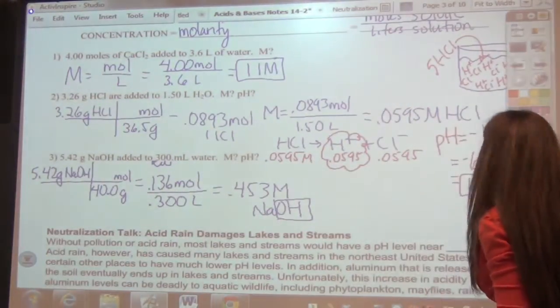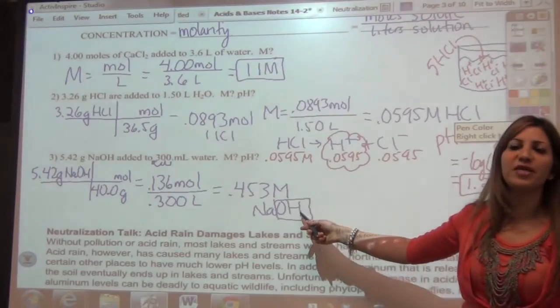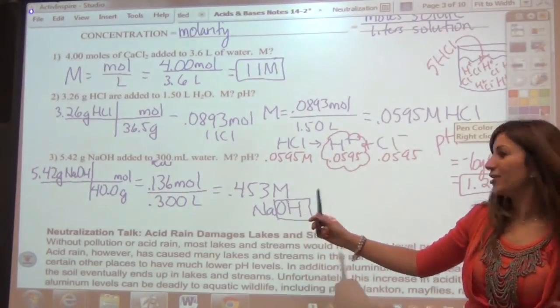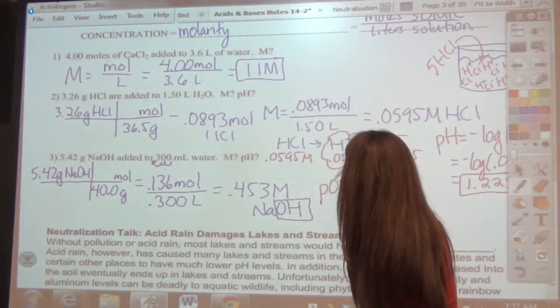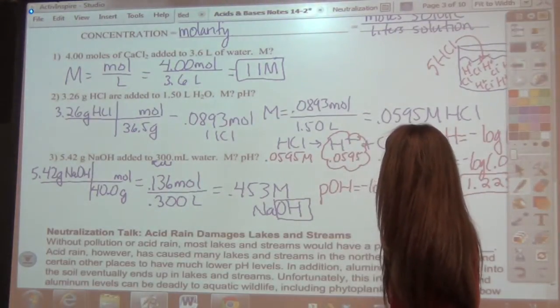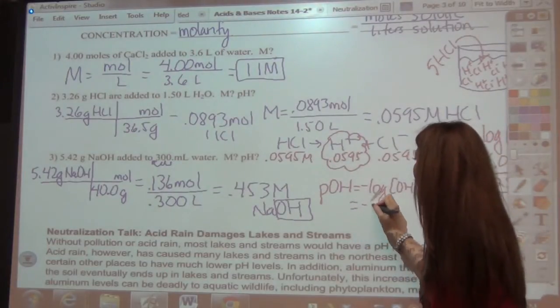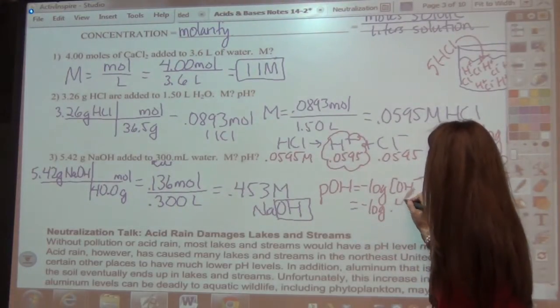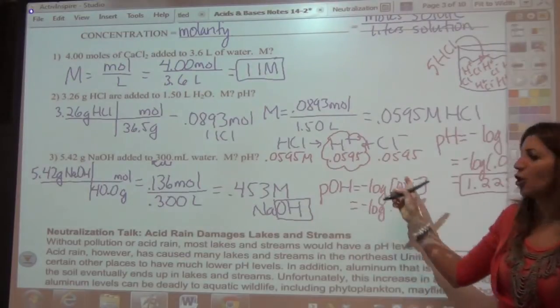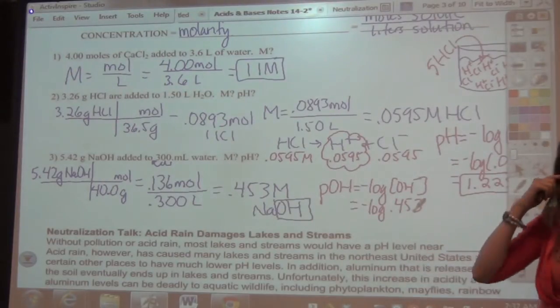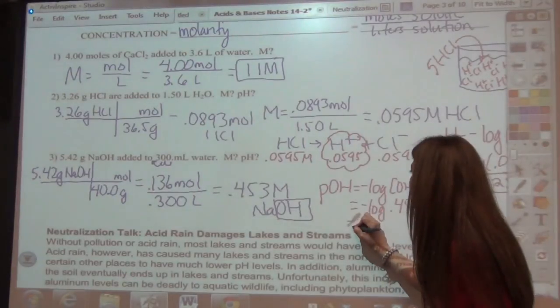Okay? So, what will this give me, though? It won't give me pH. If I negative log it, what is it going to give me? POH. Awesome. So let's do POH is equal to the negative log of OH minus. And so negative log of this 0.453, which you don't have to show all this work. You can just say POH equals. I'm just doing it for the sake of the notes so that you can see what you did.